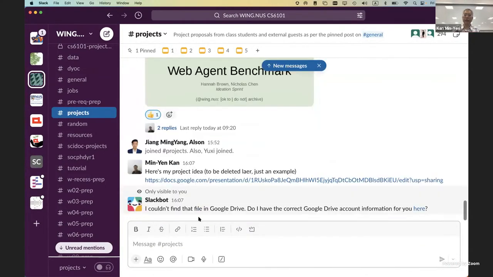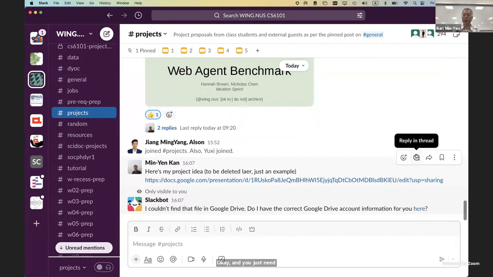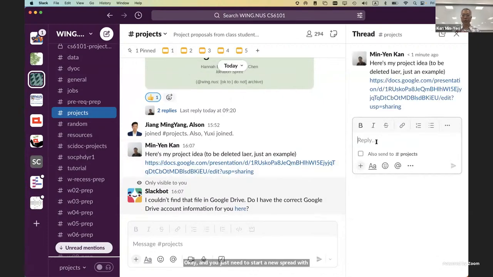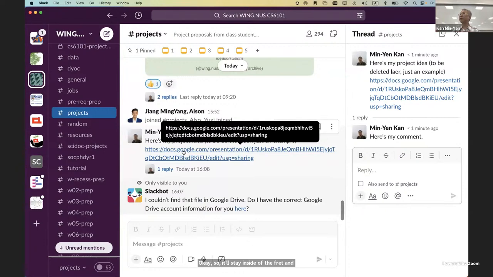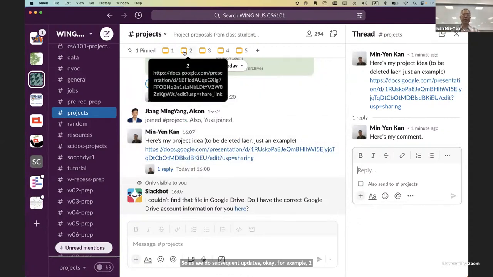And you just need to start a new thread with this, because the whole point is that other people can comment. So it'll stay inside of the thread, and that way it won't clutter up the channel. As we do subsequent updates, for example, 2 weeks from now in week 7, you have your second update. You copy the second slide deck.